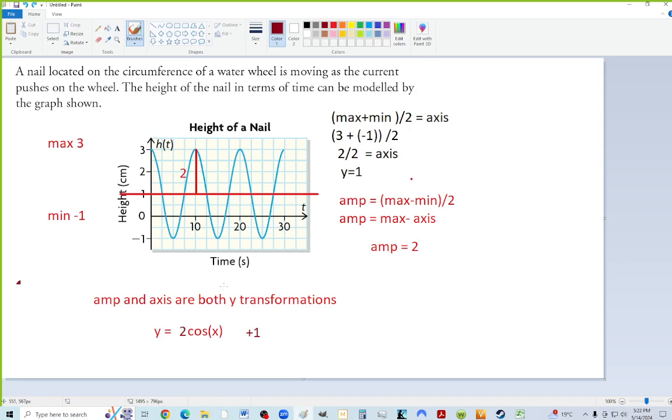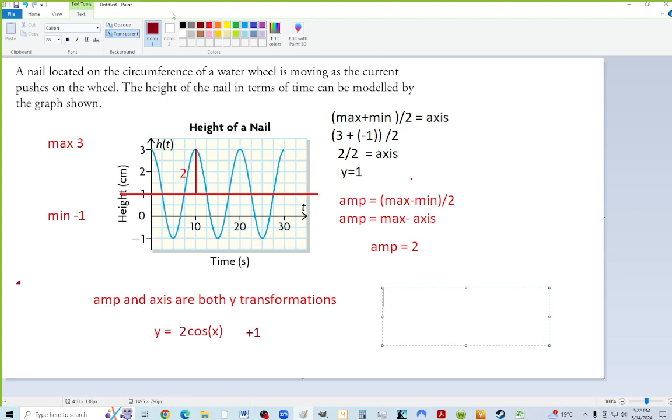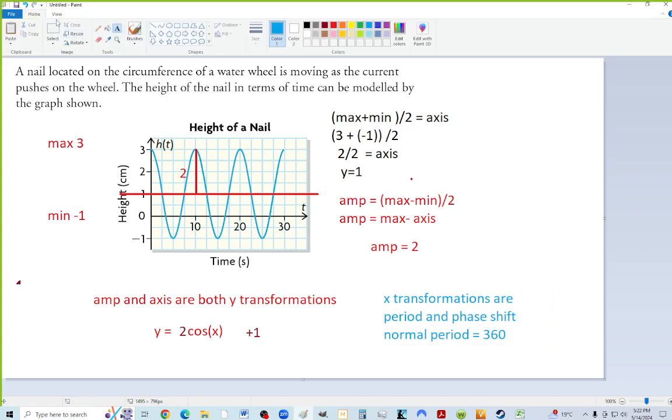Okay, now we've got to figure out the x transformations. X transformations are period and phase shift. Okay, the normal period is 360. So now before we do period, does this cos curve look like it's been pushed left or right? Doesn't it start at the peak here? Doesn't it start at the peak, go down, and then return to the peak? Yes.